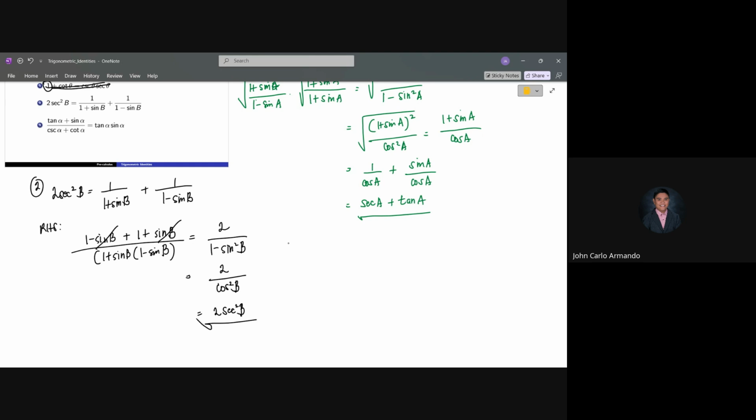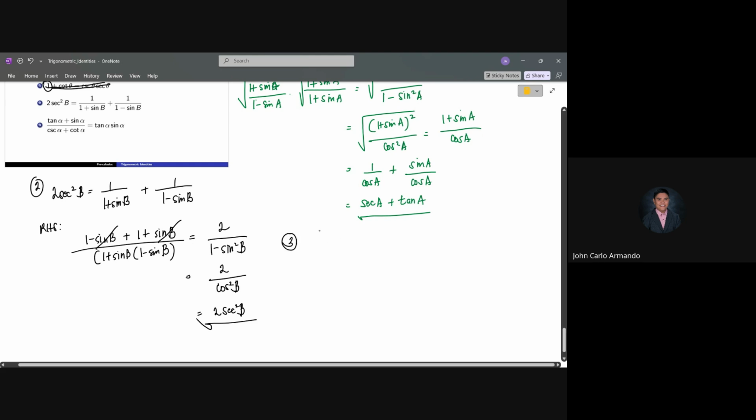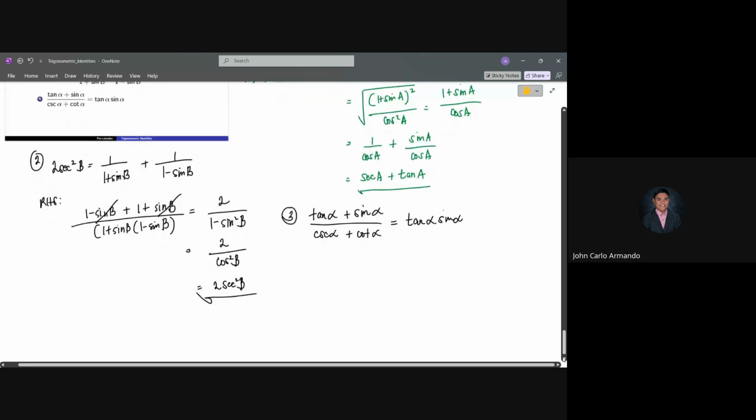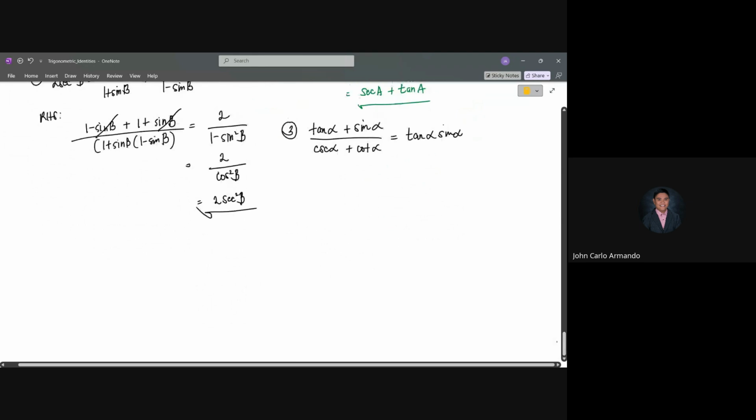How about the third one? So let's say we have tangent alpha plus sine alpha divided by cosecant alpha plus cotangent alpha is equal to tan alpha sine alpha. Okay, so we simply manipulate the left hand side.